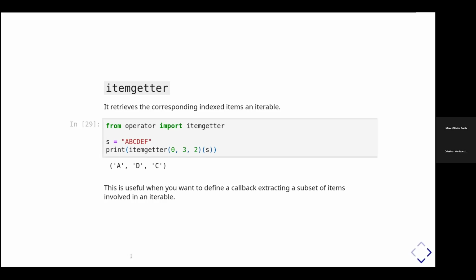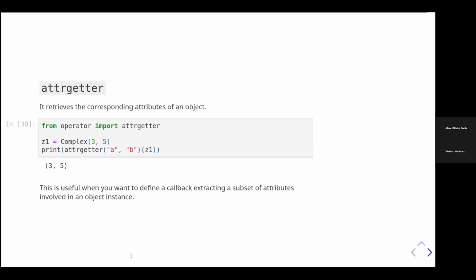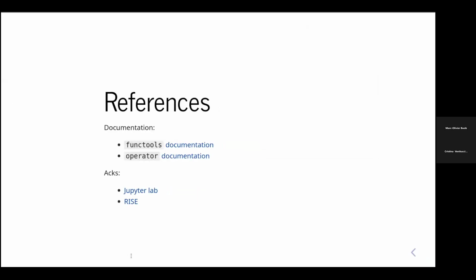Okay. It's quite similar, but you have an attrgetter that extracts, for example, if I reuse my complex class that I defined earlier, the real or the imaginary part of the complex number. So actually, it will inspect z1.a and z1.b. And that's all. And if you want more detail, you can look at the functools documentation, the operator documentation.